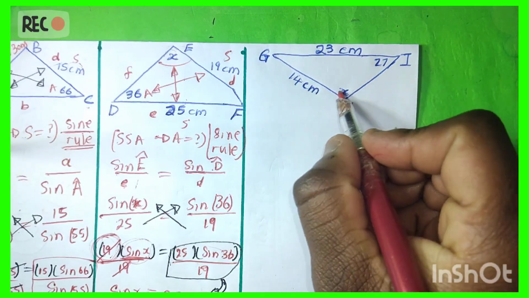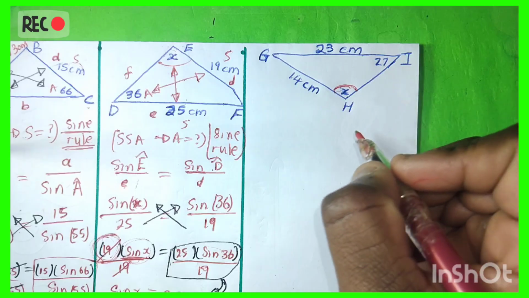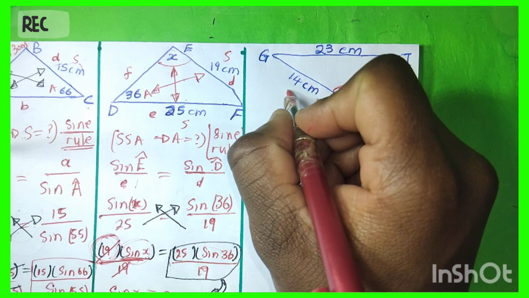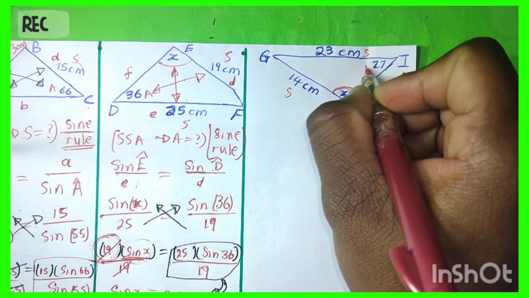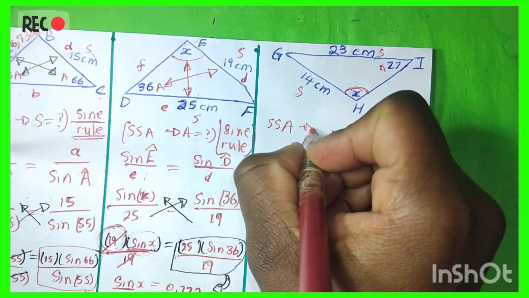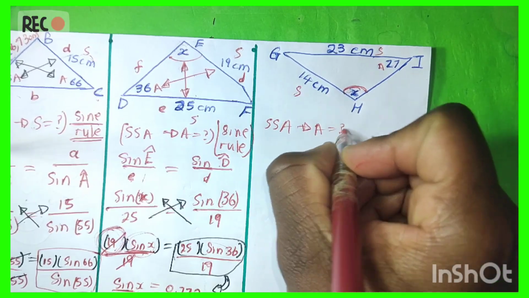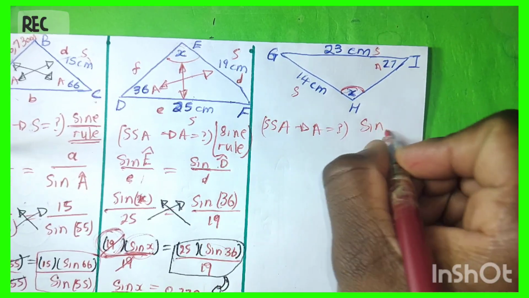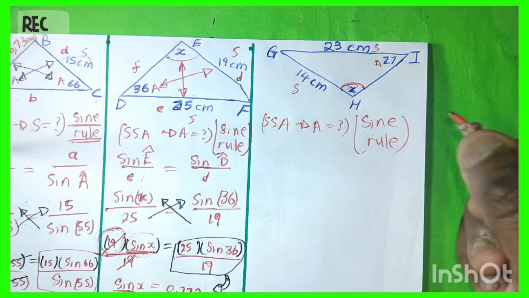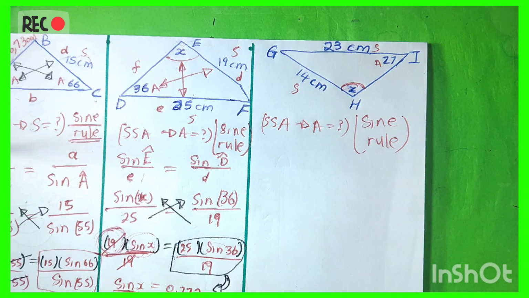Okay, let's go ahead then. Here I want to solve for this x. That x, guys, is an angle. And now what I will do is check the information that I have. I've got side, angle, and I'm looking for another angle. Meaning here I can apply the sine rule. And for you to apply the sine rule, don't forget, you should do a cross there.